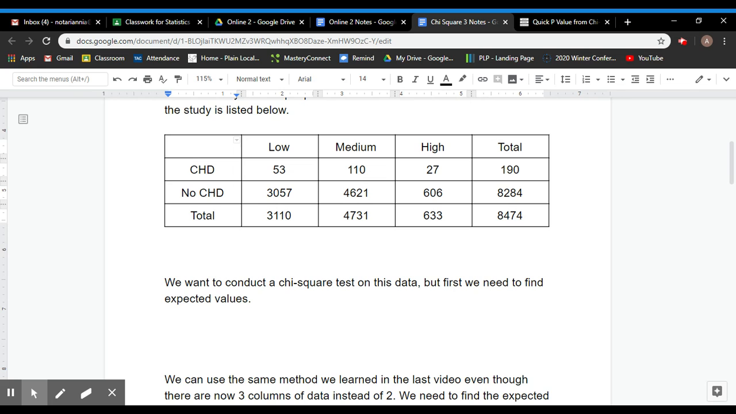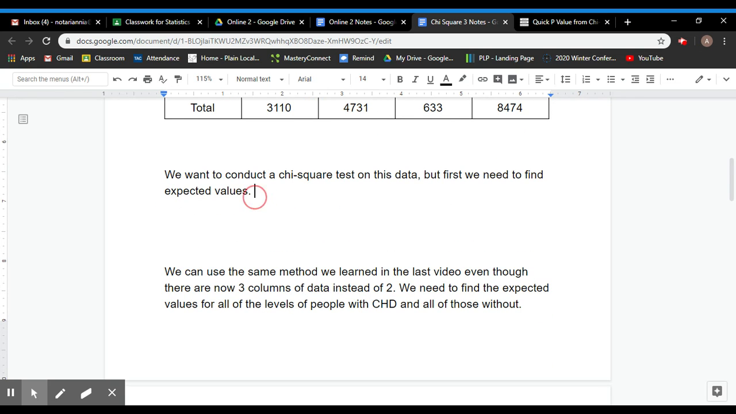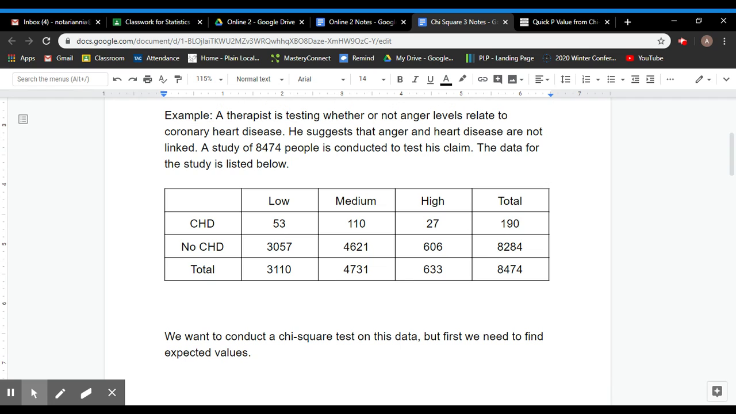All right, so we want to conduct a chi-square test on this. First, we need to find expected values. As usual, that's the main part of the chi-square test, where we need to put in the most work. So we can actually use the same method from the last video. The only difference is that now we have 3 columns instead of 2. This doesn't really change the way we find expected values, so I just want to show you that it's all the same, even though the table is a little more complicated than the last one.